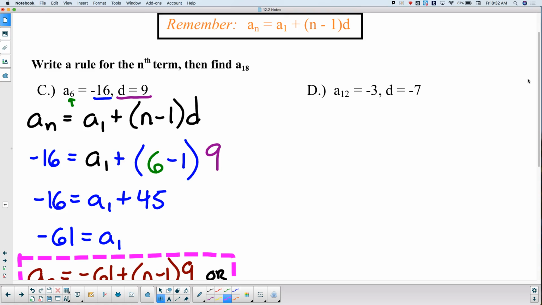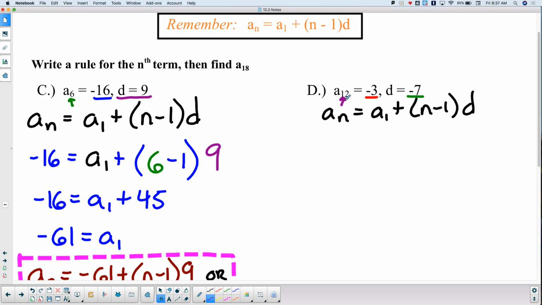Work it out. Find me the rule. Find me the 18th term in D. So again, I start with the rule. My common difference is -7. My term is that one, and then I know I'm changing up colors, new color scheme.